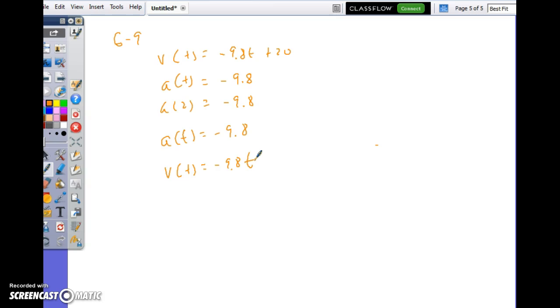But then that's a little... I mean, you're fine. Let's get somebody else to take a look at this. Ursula! What happened? I took the derivative, I got negative 9.8. Then I took the antiderivative, and I got negative 9.8 t. I'm supposed to be able to go forwards and backwards, but what happened? I lost the 20. Where did it go?